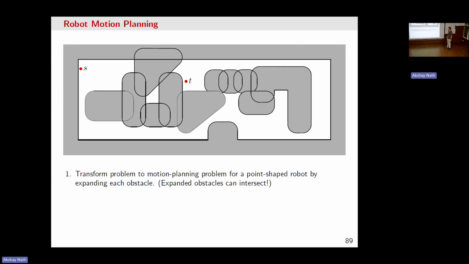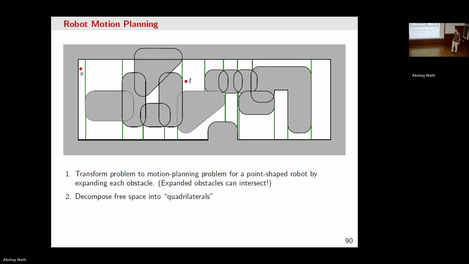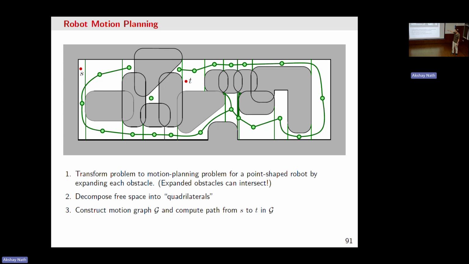Okay, what can I do? I compute maybe a vertical decomposition, perhaps using randomized incremental construction. And then I look at the dual graph. Every node in the graph corresponds to one of these trapezoids. Essentially what it boils down to is simply finding a path in this graph from this node to this node. So that's quite simple.